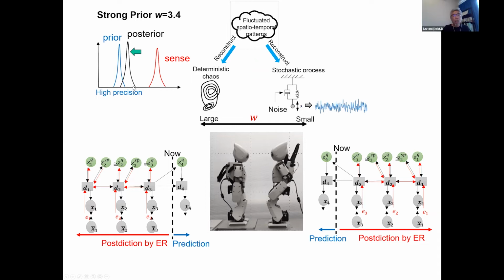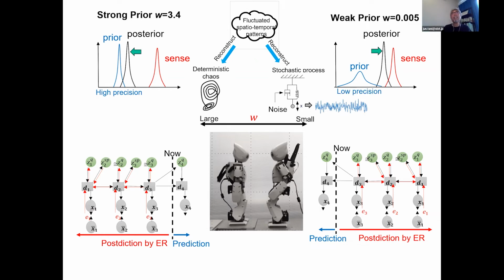However, on the other hand, in the case of the weaker W, the prior has a larger sigma. The precision is low. That's why the posterior is dragged toward sensation. So that is why this robot is more following sensation, that is, the other's movement. And this robot is more like ignoring the other, going more toward its own intended things. So that's why this robot becomes a leader and this robot becomes a follower.